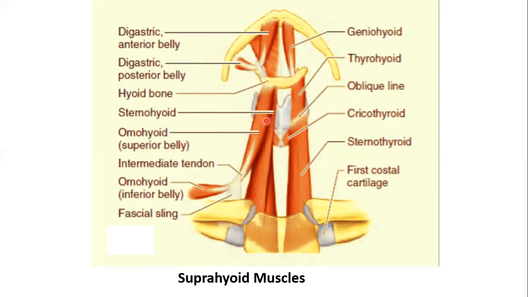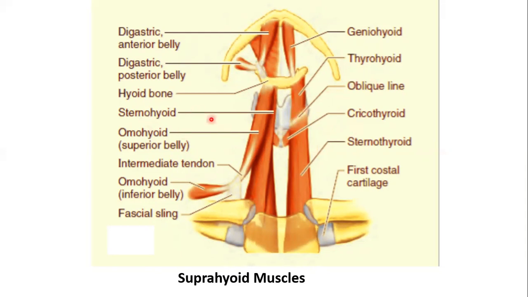Then the sternothyroid, this one. This is also a branch of the ansa cervicalis, but the spinal nerve roots are C2 and C3. And the last muscle in this group, the thyrohyoid of the infrahyoid muscles, shows its innervation is via the hypoglossal nerve, cranial nerve 12, which carries C1. This is the hypoglossal nerve supplying this.